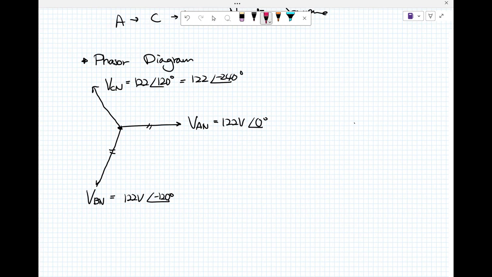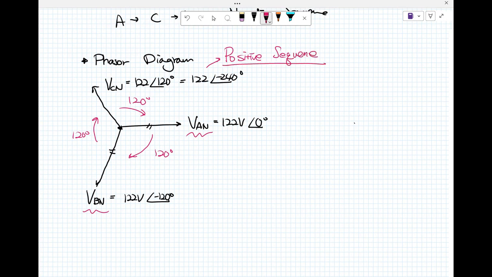So here we saw An, clockwise An, Bn, Cn. This is all a balanced system. So this is why this is positive. Positive sequence.